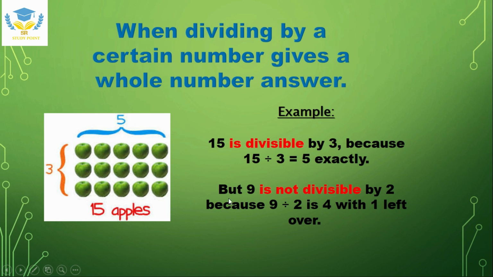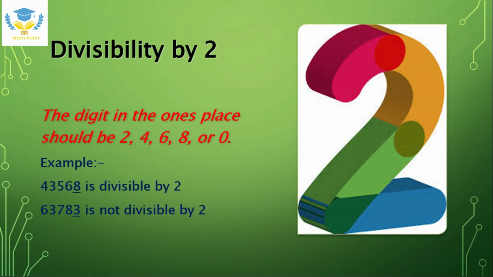But in this case, 9 is not divisible by 2, because if we divide 9 by 2, the answer will be 4 but with 1 left over. That means 9 is not divisible by 2, but yes, 15 is divisible by 3. These are small numbers, so we can easily find out by carrying out the division orally. But when we think about bigger, larger numbers, we must remember these rules. So let us have a look at different divisibility tests.